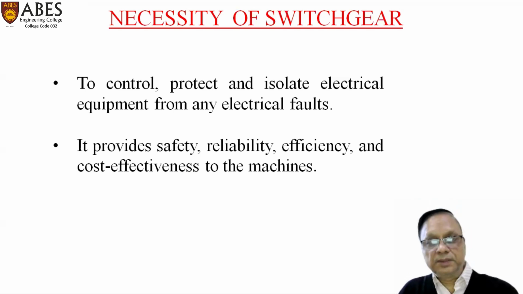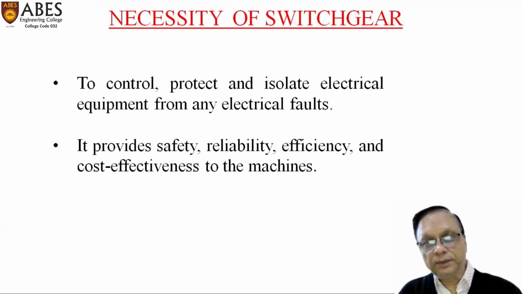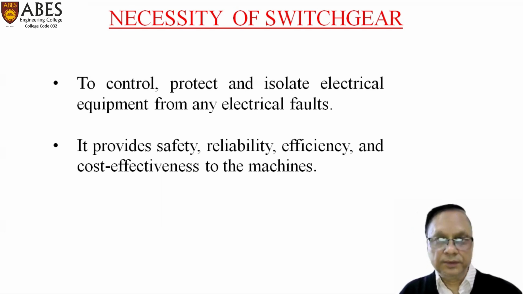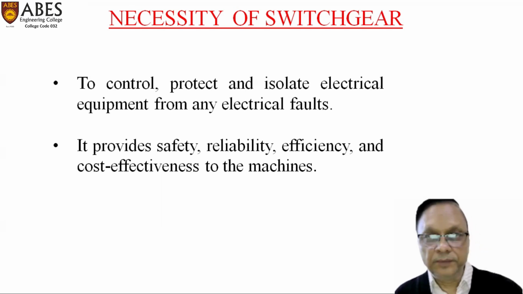Now, the electrical power system is divided into three parts: generation, transmission, and distribution. Generation is always done at high voltage. There are certain advantages with regard to high voltage, but we will not go into that. You don't generate electricity at low voltage. In any power plant, they are all generating above 11,000 volts. The generated voltage is above 11,000.